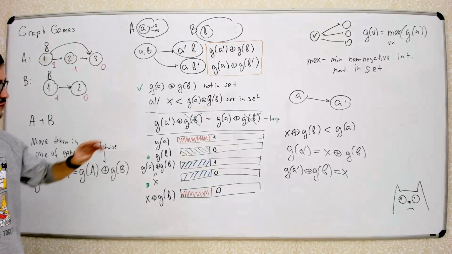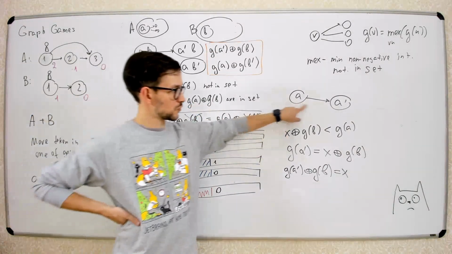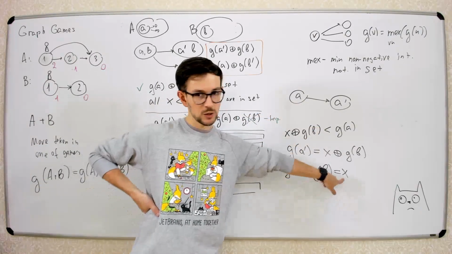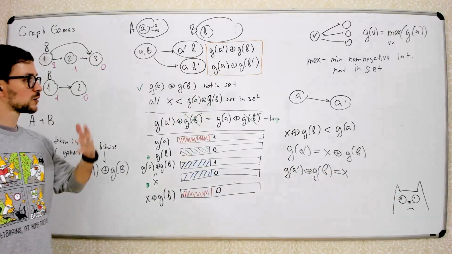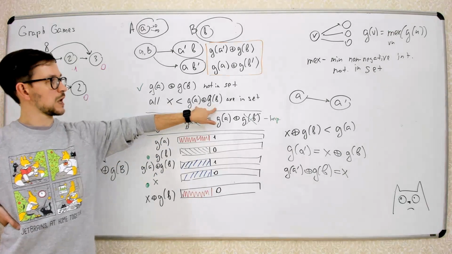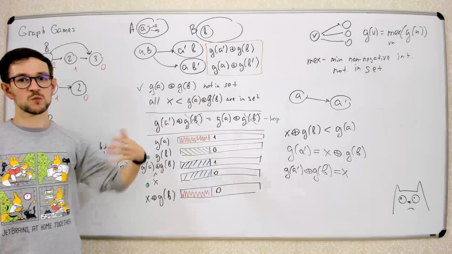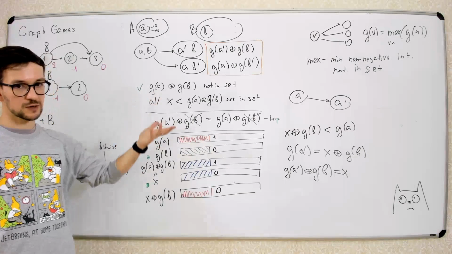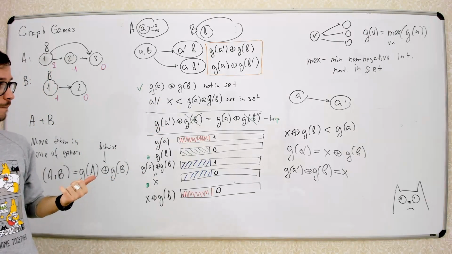So we just proved that for any number less than this XOR, we can make some move which gives you the position with Grundy function equal to X. So we can move to any position with Grundy function less than this number, and we cannot move to a position with Grundy function equal to this number. It means this number is the smallest number which is not in this set. So it is the Grundy function of this sum. That's all.